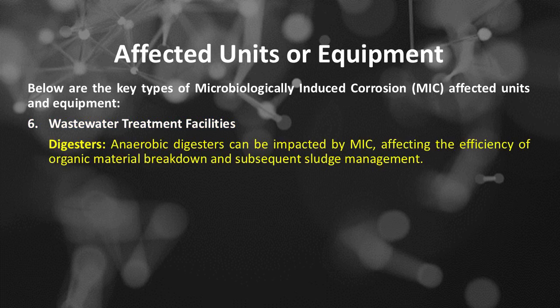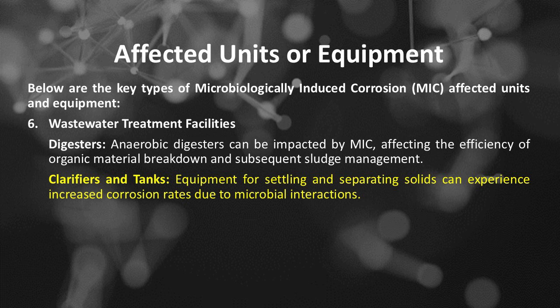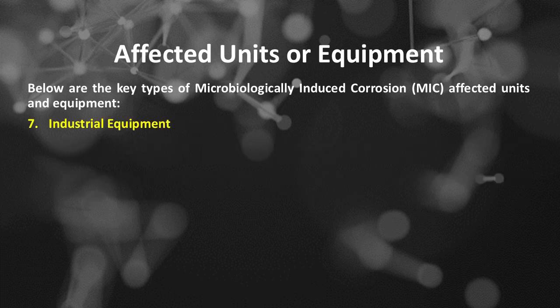Digesters. Anaerobic digesters can be impacted by MIC, affecting the efficiency of organic material breakdown and subsequent sludge management. Clarifiers and tanks. Equipment for settling and separating solids can experience increased corrosion rates due to microbial interactions. Number 7 is industrial equipment.